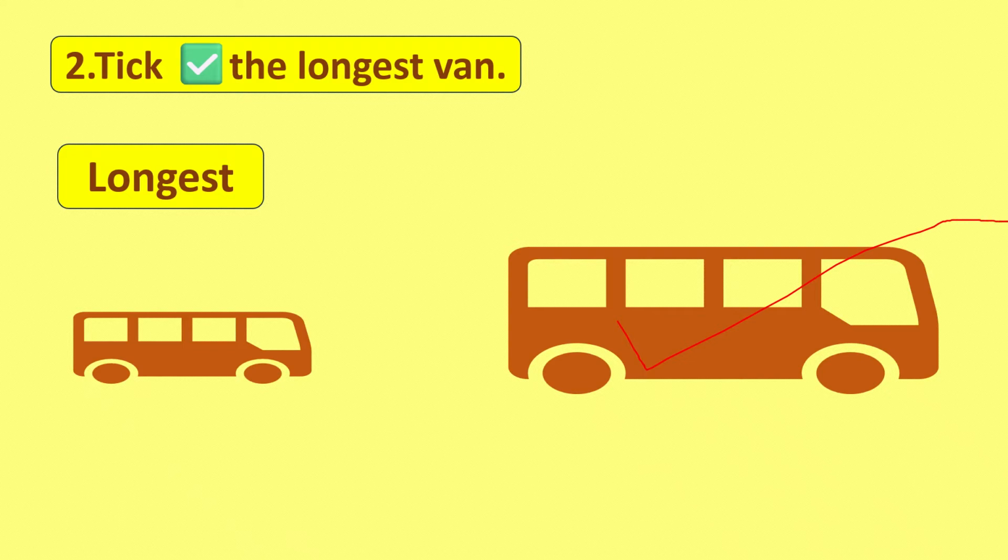Again, my highlighter does not follow my instructions. Okay, so look here again in a proper way. We use a tick, the correct symbol, for the longest one. So our second one is the longest one. Very good, my little masters.